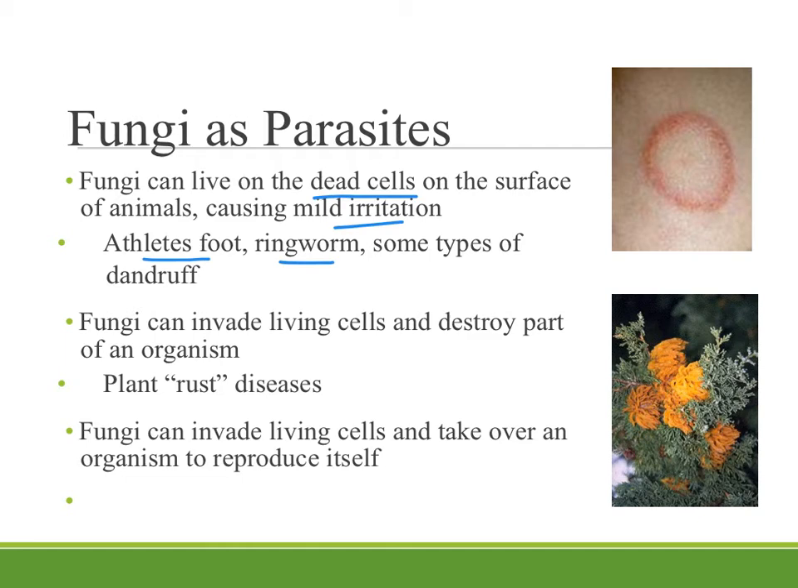Fungi can invade living cells, as I showed you in the previous slide, and then actually destroy part of the organism because as they digest that cell, it is going to die. A common example of this are plant rust diseases, and they're called rust diseases by the color. So you can see a plant rust affecting this, I'm guessing it's a cedar tree. And then fungi can actually invade living cells and take over an organism to reproduce itself. And we're going to watch a short video on fungi attacking some ants in the rainforest and turning the ants into zombies.